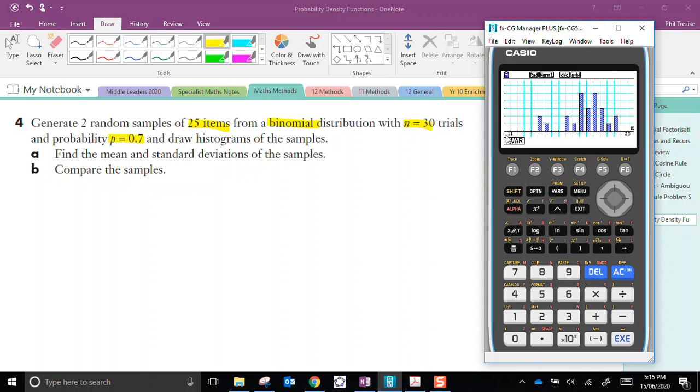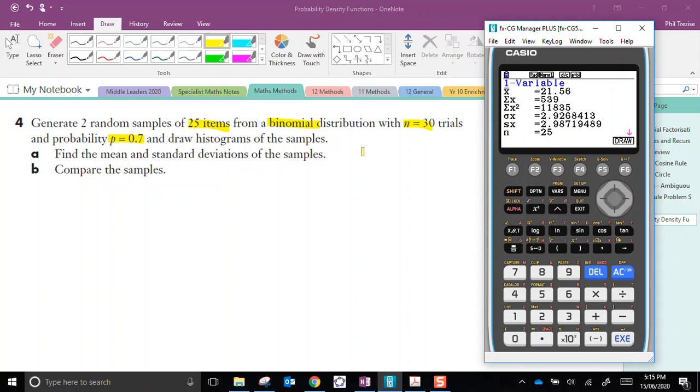Okay, so each of these little blocks then represents the outcomes of this experiment. That's a reasonable little histogram. Now I wanted to find the mean and standard deviation of these samples. So on the stats menu I can then find the mean was 21.56, pretty close to the expected value of 21, and the standard deviation is 2.9.